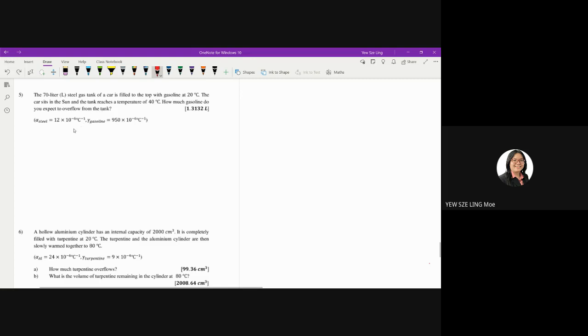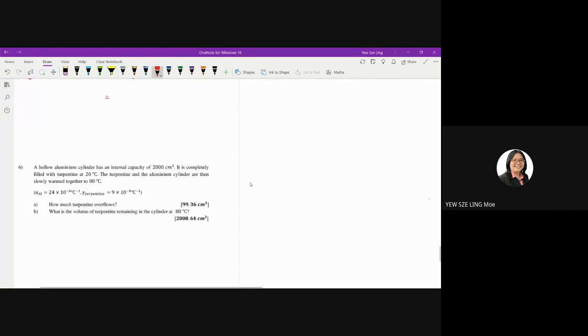So basically, we can just repeat the same method. Again, delta V overflow equals the delta V of the gasoline minus delta V of the tank. So this question I will leave to you as an exercise, using exactly the same method as the previous questions. Question number 3, I will also leave to you as an exercise. Now let's see question number 6.